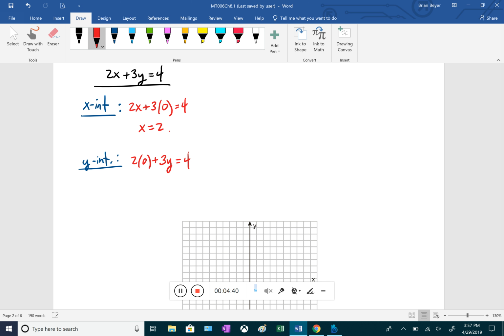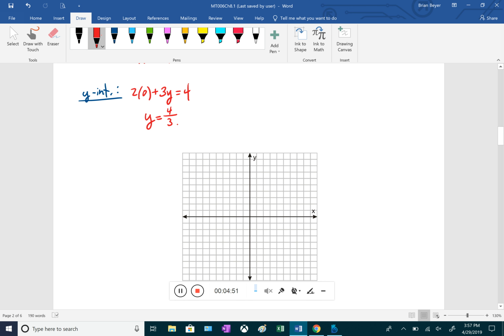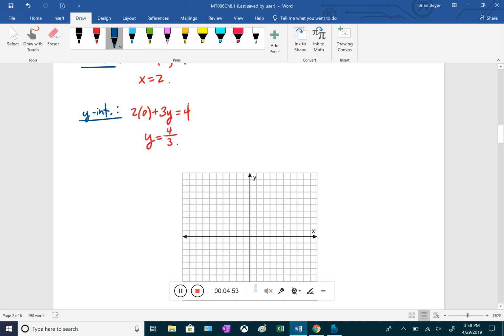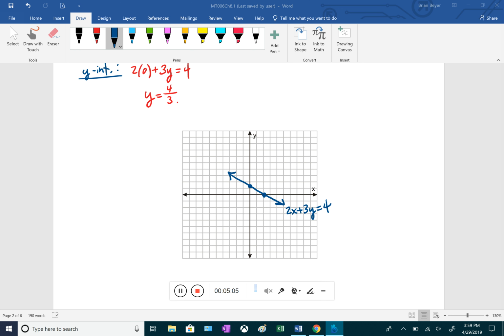And then we're going to solve this for y, which gives us 3y equals 4. Divide both sides by 3. We get y equals 4/3. So we can plot this. It'll be 2 and 4/3. So here is x equals 2. 4/3 is 1 and 1/3, so I'll put that right about here. So this is the graph for 2x plus 3y equals 4.